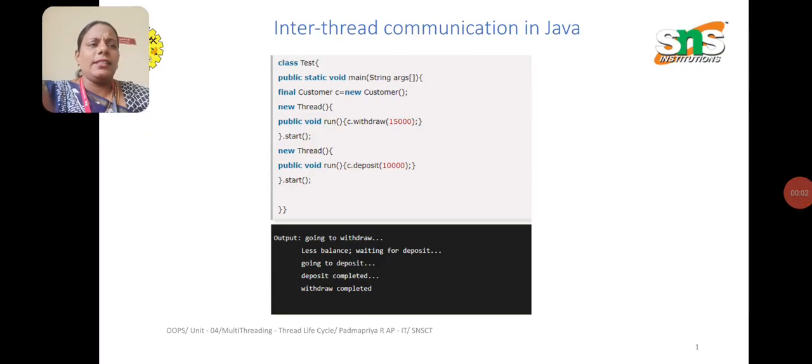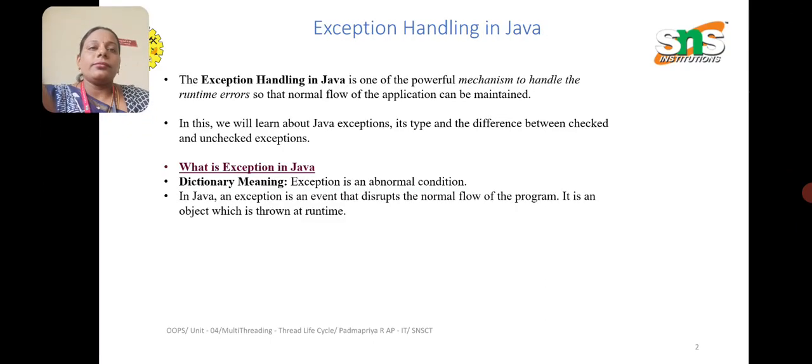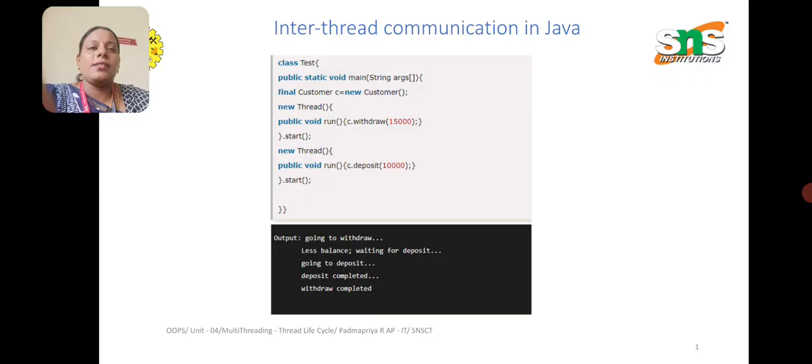What is inter-thread communication? Class test, in the sense we have to introduce a new customer. For that new customer we have to create a thread, public void run, withdraw 50. We have to withdraw the amount 15,000. Before withdrawing the amount, we have to check our deposit, and only then are we eligible to withdraw that amount or not. We are trying to know that thing.